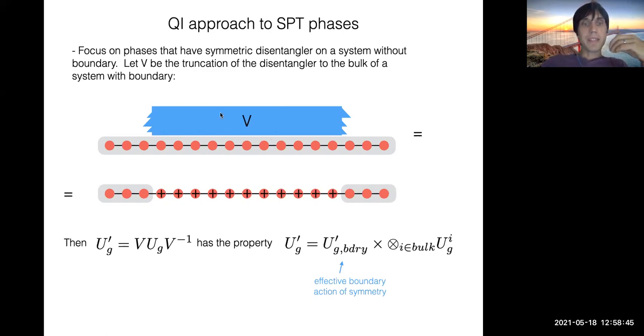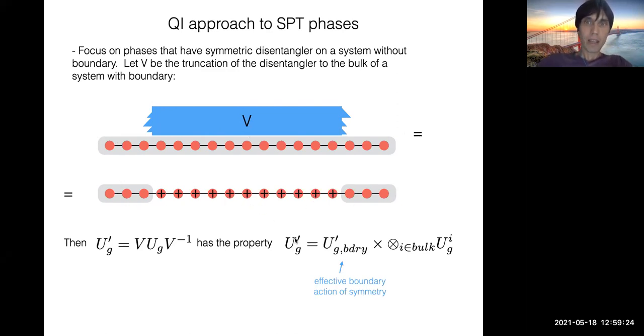And so the basic idea is that, if we have a symmetric disentangler, so this is acting on a system without boundary. So I should have said that before. If we have a symmetric disentangler on a system without boundary, like with periodic boundary conditions, we can always truncate that disentangler to act on a system with boundary. So just act on the bulk of a system with boundary. This jagged edge is supposed to denote the truncation of a finite depth circuit. And the fact that it's a disentangler means that it acts on this oval, which is a correlated SPT state, and disentangles the bulk of it. It leaves the edges entangled, but disentangles the bulk of it.